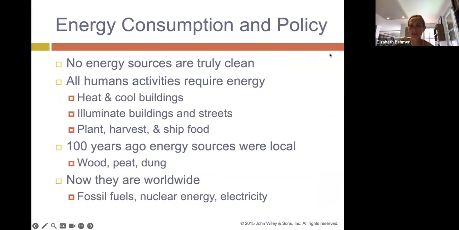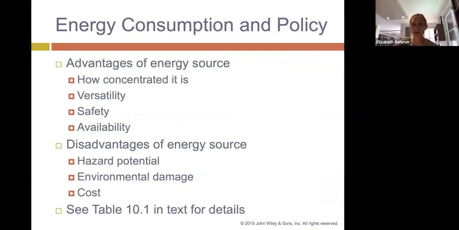Energy consumption and policies. No energy sources are truly clean. Unfortunately, all human activities require energy, from heating and cooling buildings to illuminating buildings and streets, planting, harvesting, and shipping food. 100 years ago, energy sources were local, like wood, basically burning wood, peat, and dung. And now they're worldwide, like fossil fuels, nuclear energy, and electricity.